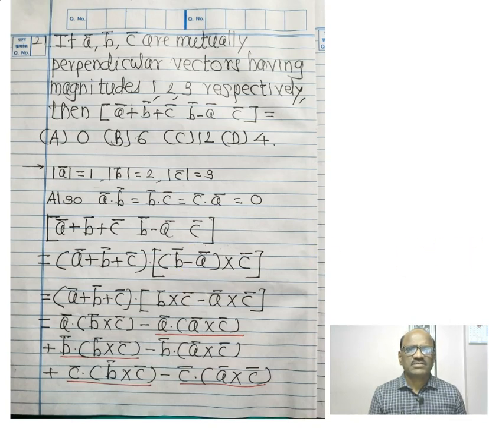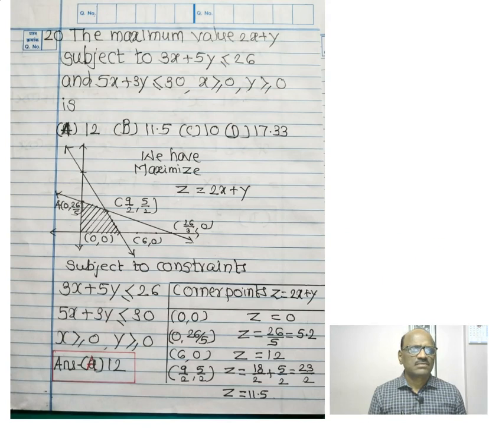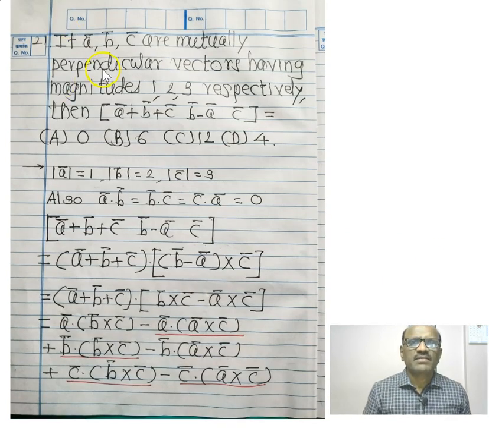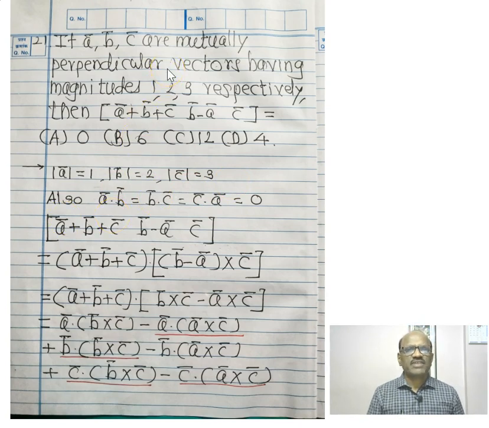Now next question. If a, b, c are mutually perpendicular vectors having magnitudes 1, 2, 3 respectively, then the box product [a + b + c, b − a, c] is equal to what? What are the magnitudes of a, b, c? That is |a| = 1, |b| = 2, |c| = 3. Also a · b, because these are mutually perpendicular vectors.